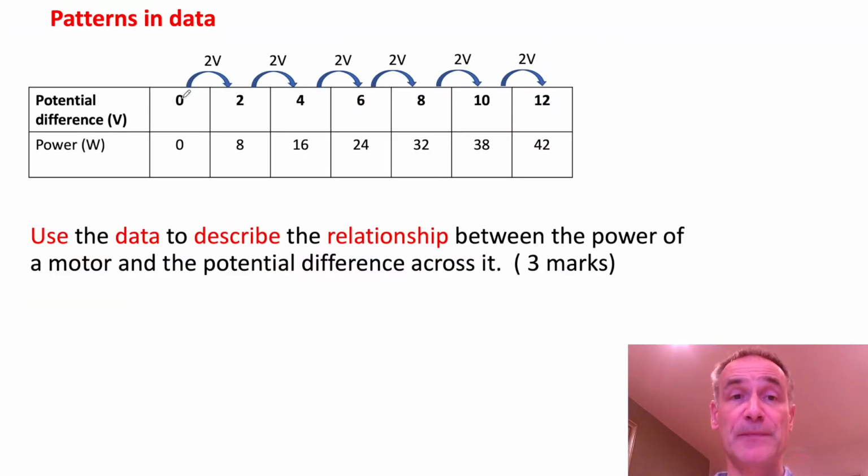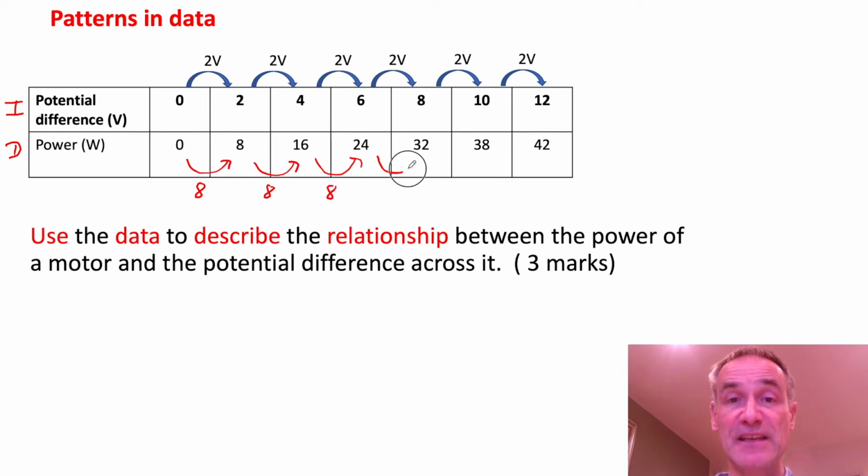So what about this one? Well, you can see as well, this is your independent variable and this is your dependent variable. And you're increasing the voltage by 2 volts each time. So you're increasing the independent variable by the same amount. So what happens to the dependent variable? Well, the power increases by 8, increases by 8 again, and increases by 8 again.